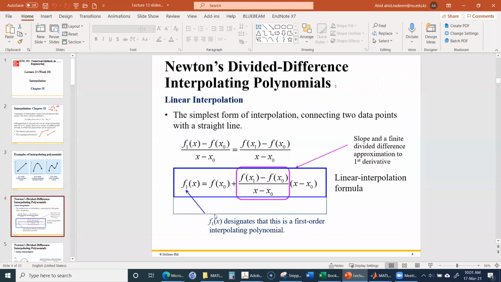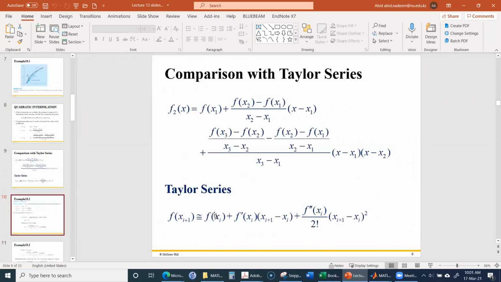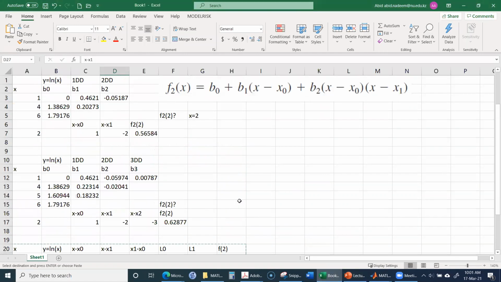So we started from the Newton polynomial, whose full name is the Newton's divided difference interpolating polynomials. So this polynomial is about finding the divided differences. Okay, so we did two examples. One is for the linear interpolation, and the other is for the quadratic interpolation. Okay, so for the quadratic interpolation example, we can also do it on Excel as well.